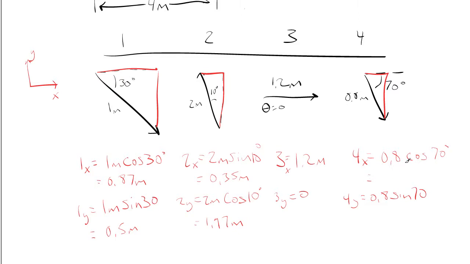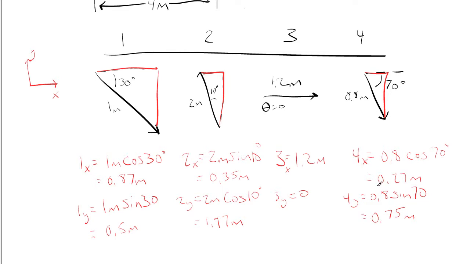Once again, I need a little bit of help. 0.27? 0.75, thank you. Okay. Where's the mistake? There's a couple mistakes. All right, so I have some sign errors. I did everything positive, but that can't be right because sometimes the arrow's going to the right, sometimes it's going to the left, sometimes it's going up, sometimes it's going down.